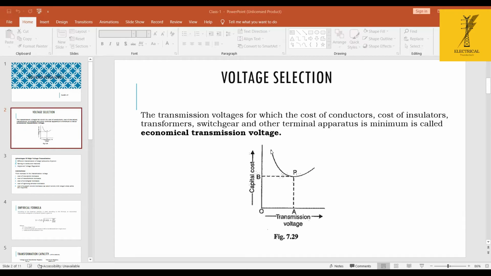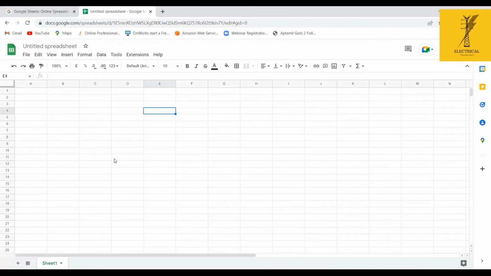At what point? It depends upon the megawatt. If you are increasing the voltage, the capital cost is coming down up to some point, and again it increases. So we have to find this optimal point. Suppose 200 megawatt, now let's go to the Excel. I will do an activity on this, then you will understand what it actually is.